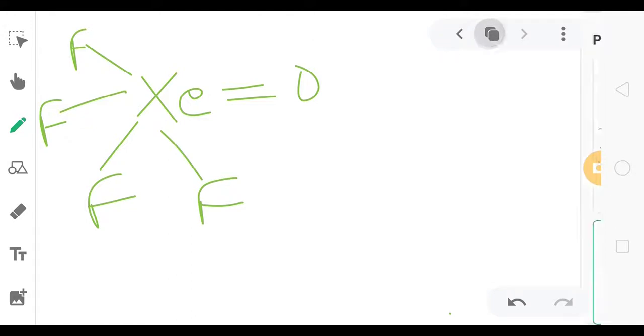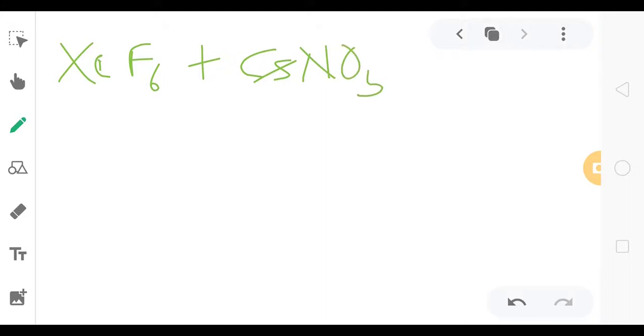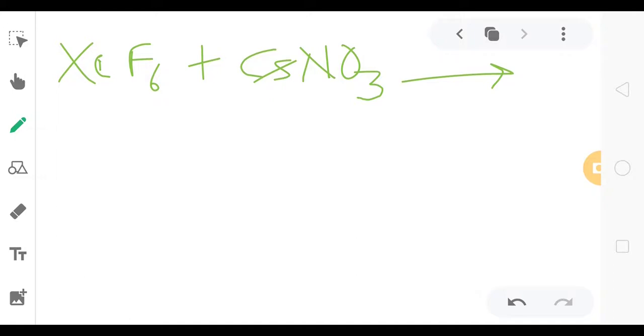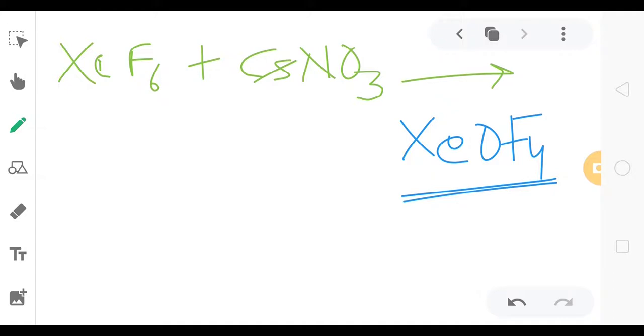Okay. Now moving ahead. Xenon hexafluoride, when reacted with cesium nitrate, is a very important reaction. Many times it has been asked in the exams. A limited amount of cesium nitrate has been added. Try to understand. You will end up with xenon OF4, a similar compound, XeOF4.